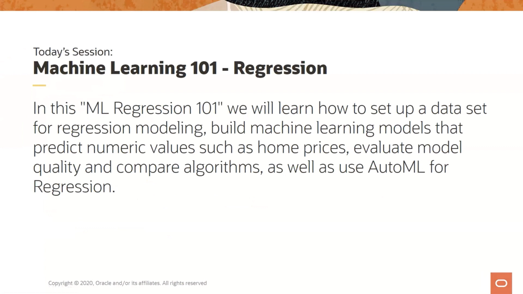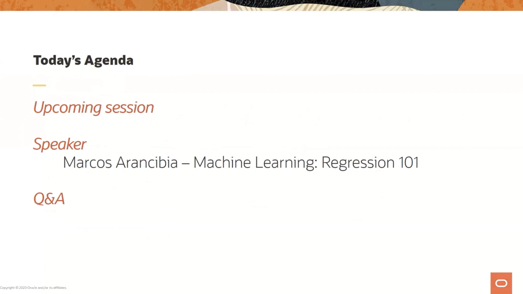For Machine Learning 101 Regression, we're going to learn how to set up a data set for regression modeling, build machine learning models that predict numeric values, such as home prices, evaluate model quality, and compare algorithms, as well as using AutoML for regression. In today's session, next we're going to talk about the upcoming session.